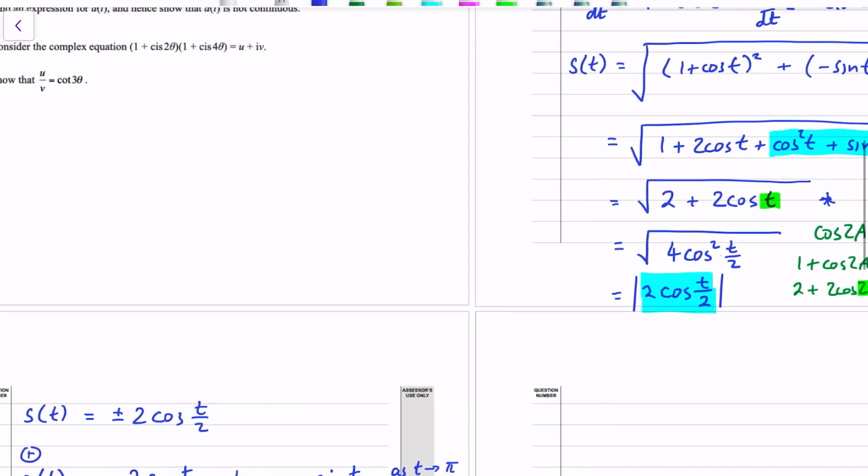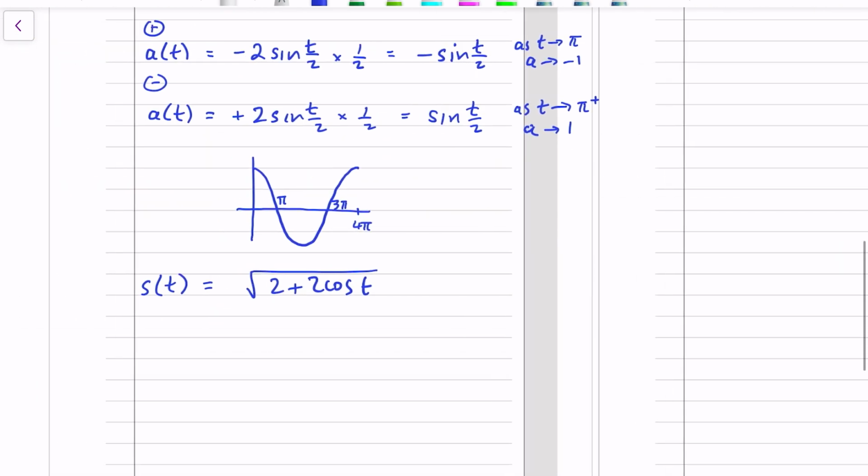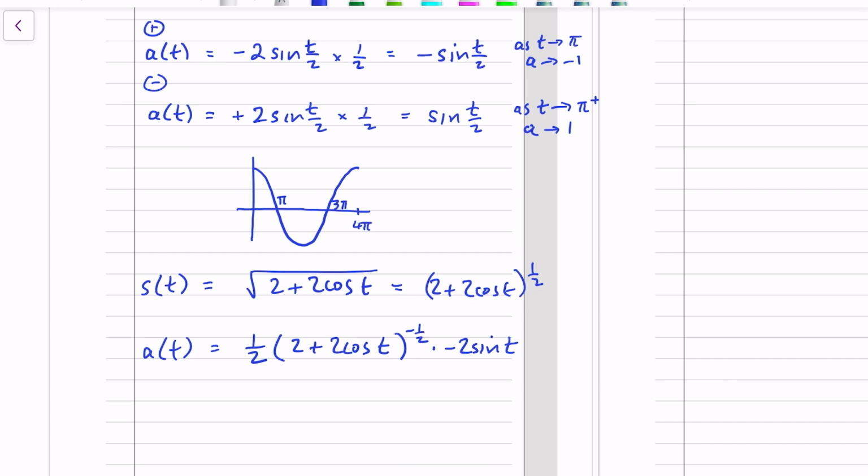But if we're there and we want to find acceleration, we just differentiate that expression. Okay, so rewrite that as 2 plus 2 cos t to the half, differentiating, half comes down the front, 2 plus 2 cosine t to the minus 1 half, multiplied by the derivative of the inner function, which is minus 2 sine. Let's simplify this a little bit, the 2's cancel. We've got minus sine on the top, divided by the square root of 2 plus 2 cosine t.